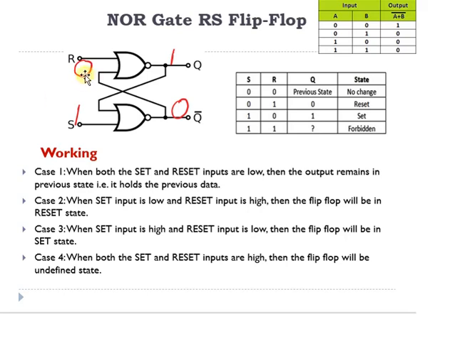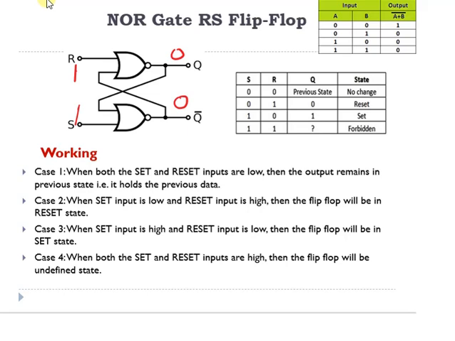Now the fourth case, when both set and reset inputs are high. So when both set and reset inputs are high, since one of the inputs is high, this has to be 0. Similarly, this also has to be 0 since one of the inputs to the second NOR gate is high. That means both outputs would be at the same state, which is not allowed, which is a forbidden state.